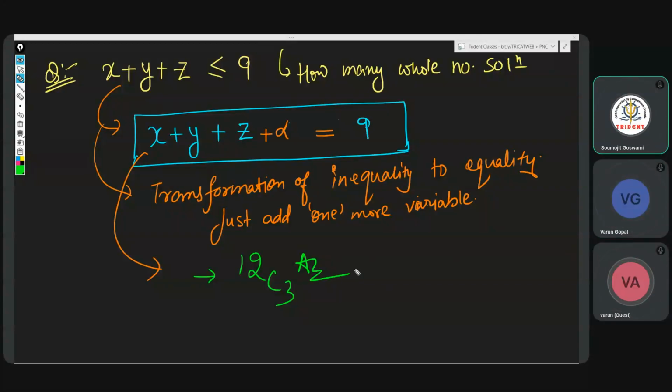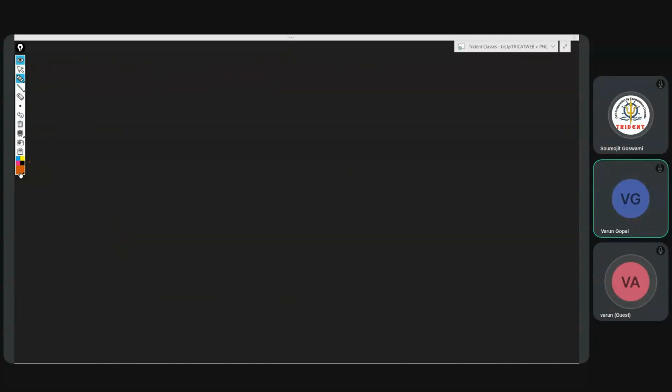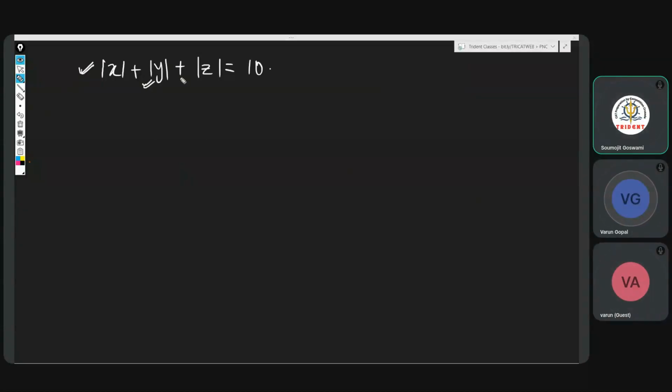Okay. Before the grid, I'm leaving this question: mod of x plus mod of y plus mod of z is equal to 10. Find the number of integer solutions to this equation. This is an extremely difficult question. It will have three cases if you understand, because obviously there are three mods.